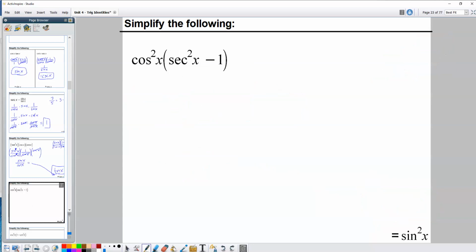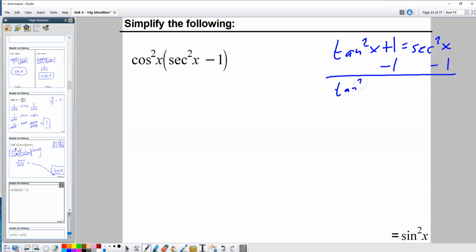Next, I got cosine squared of x times secant squared of x minus 1. I know that secant squared of x minus 1, if I look at my Pythagorean identities, that second one over there, says tangent squared of x plus 1 equals secant squared of x. So if I just subtract this 1 over here, I've got tangent squared of x equals secant squared of x minus 1.